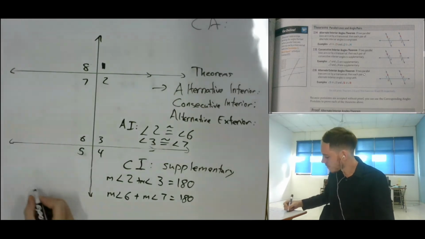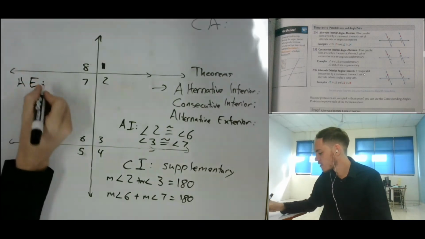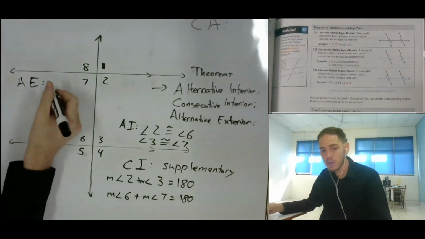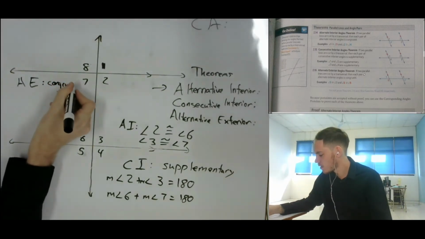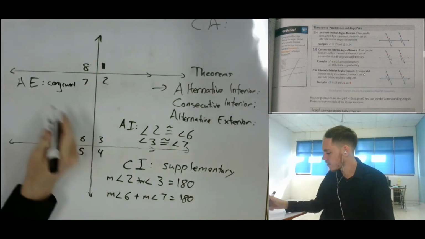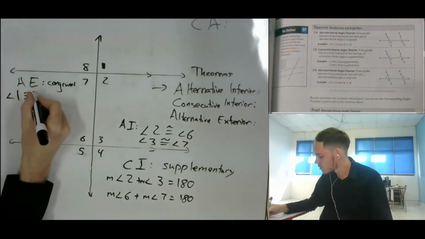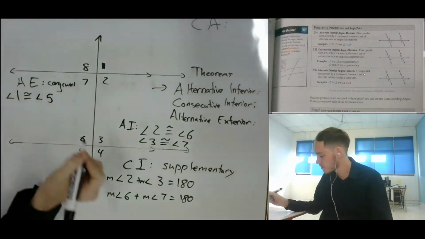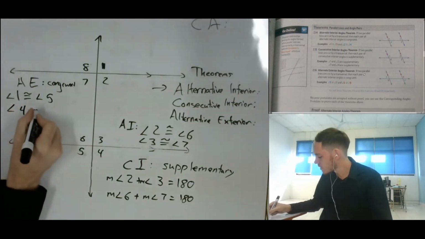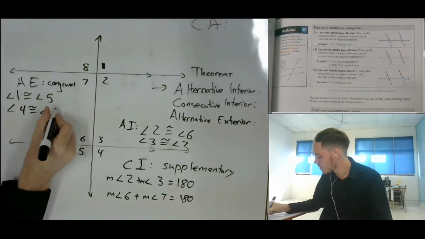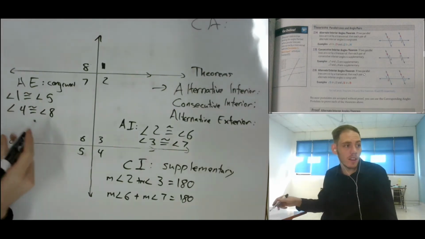Okay. Finally, alternative exterior angles. What's our theorem here? That these two are going to be congruent. Okay. So alternative exterior 1 and 5. So angle 1 is going to be congruent to angle 5. Additionally, angle 4 is going to be congruent to angle 8. Okay? So those are our theorems.